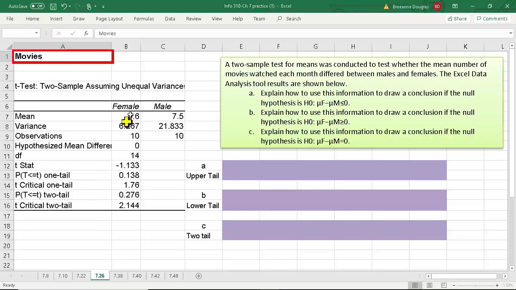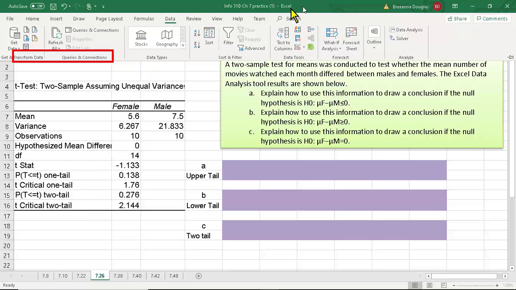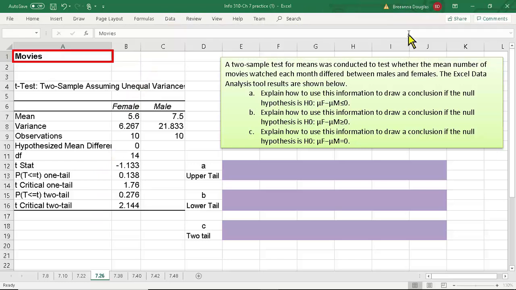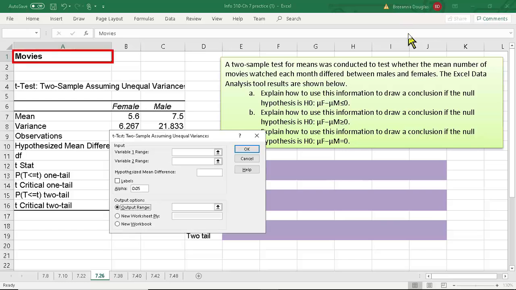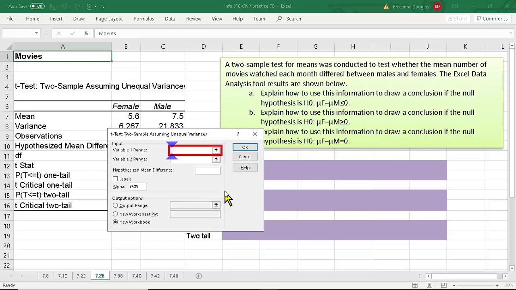I will start by showing you how you would normally go about performing the analysis. So you would hit Data and Data Analytics. You would hit t-test two-sample assuming unequal variances. You would enter the variable range for females, the variable range for males, the hypothesized mean difference, which is normally 0 unless you're told otherwise. You'll enter alpha and then you'll select where you want the results to be outputted.